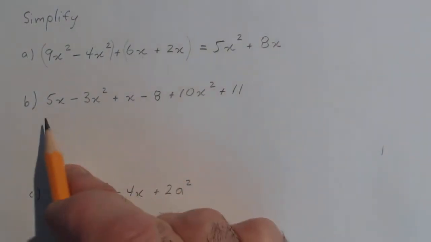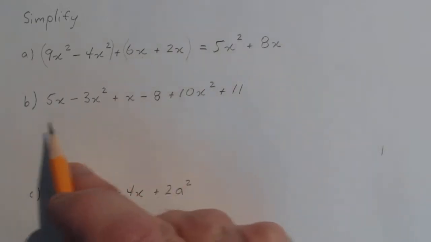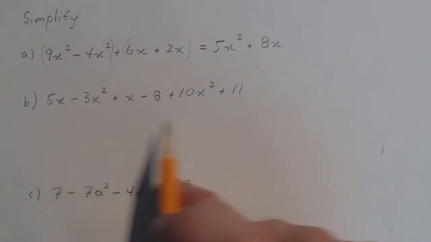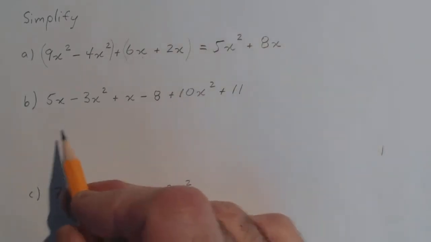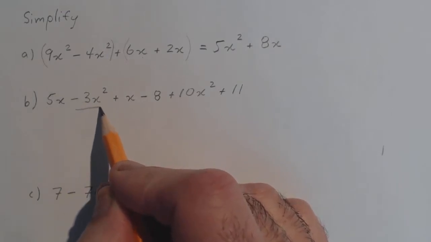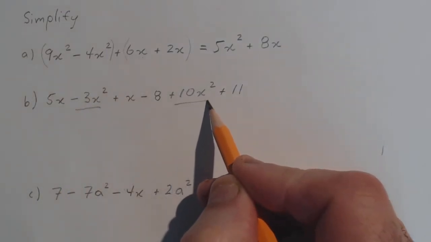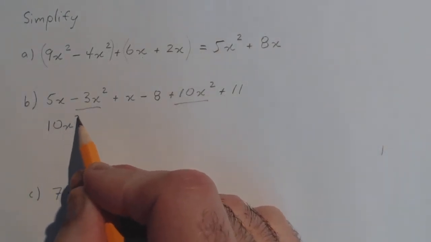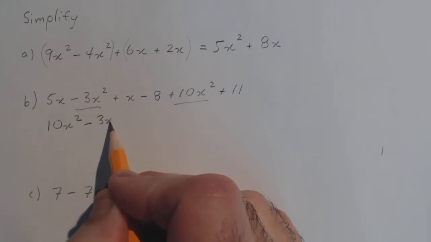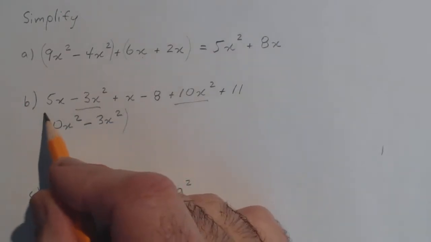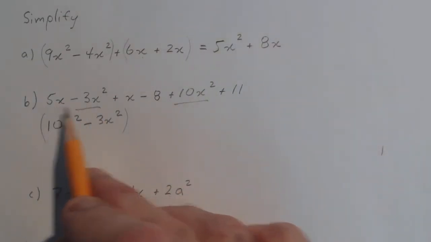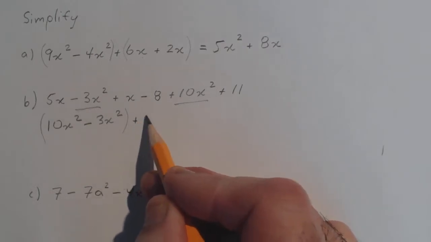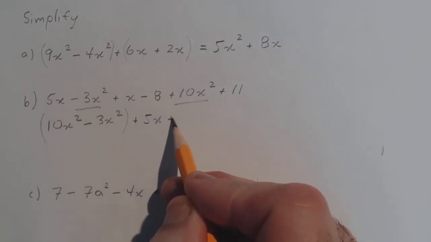Number B here. Now we have many terms in this expression, so we need to collect them together, put them next to each other. Now we've got minus 3x squared and a plus 10x squared. So now let's put them next to each other. We have plus 10x squared minus 3x squared. Now we have a 5x and an x. They are like terms. So let's put them next to each other. 5x plus x.